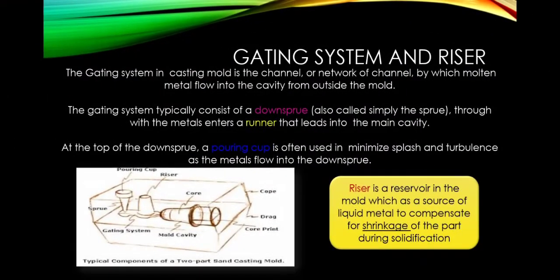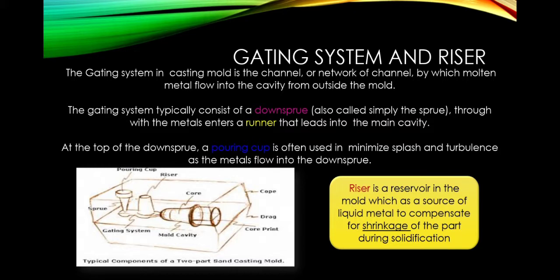Gating system and riser. The gating system in a casting mold is the channel or network of channels by which molten metal flows into the cavity from outside the mold. The gating system typically consists of a downsprue, also called simply the sprue, through which the metal enters a runner that leads into the main cavity. At the top of the downsprue, a pouring cup is often used to minimize splash and turbulence as the metal flows into the downsprue.